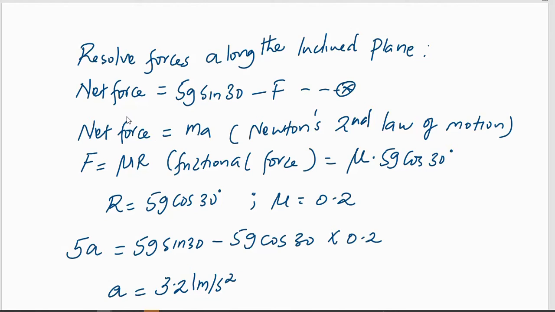So 5a, which is the net force from F equals ma, where mass is 5 kilograms and acceleration is a. So 5 times a is equal to 5g sine 30 minus 5g cos 30 times mu, which is 0.2. This acceleration is equal to 3.21 meters per second squared.